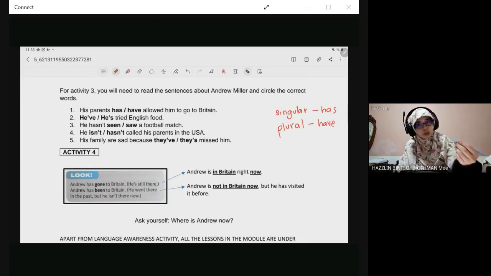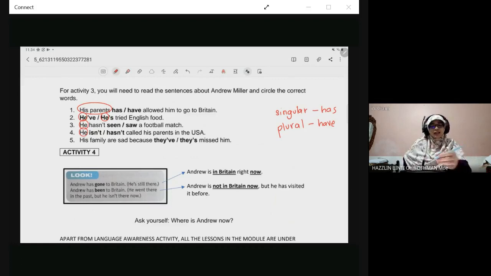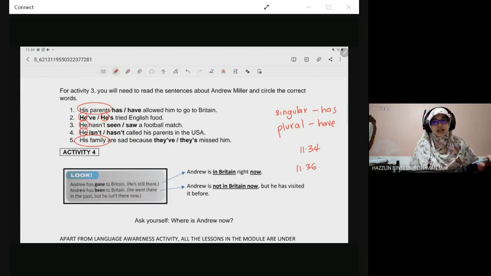So I'm just going to circle the subject. Okay, his parents, he, he, he again, his family. Is that singular or plural? I'll let you decide. Okay, so I'll give you 1 minute to do this exercise. Now it's already 11:34. By 11:36, you should have finished it already. Okay, please start now.